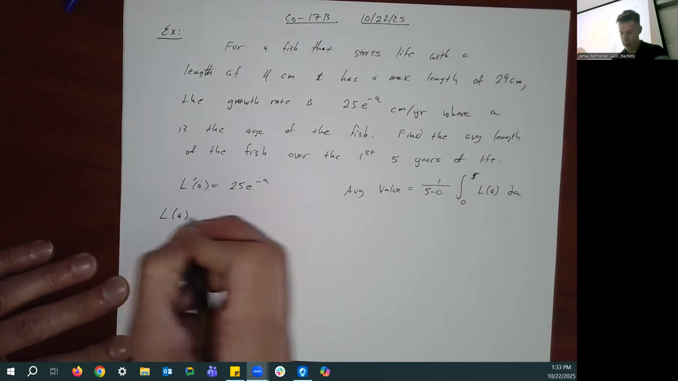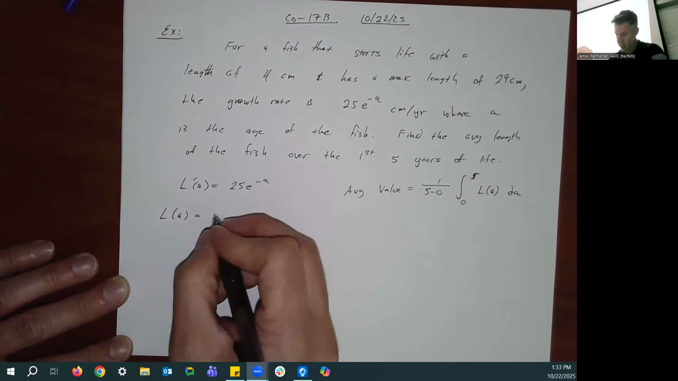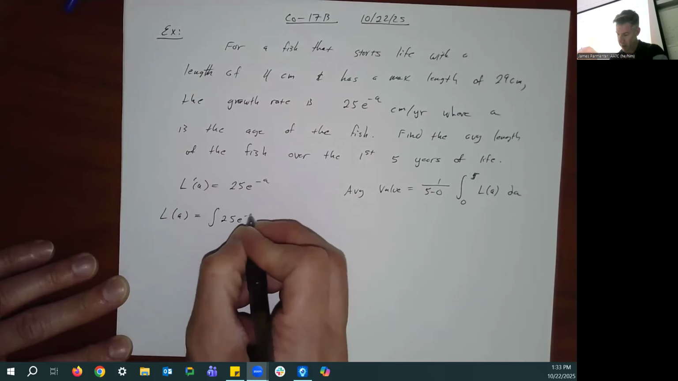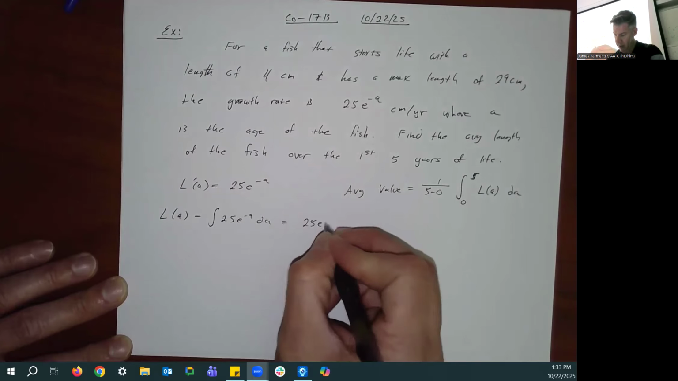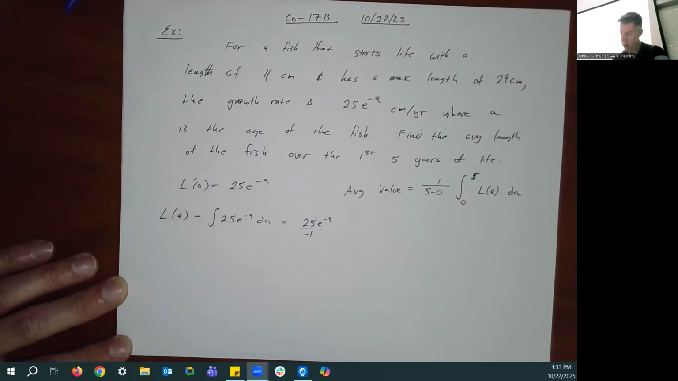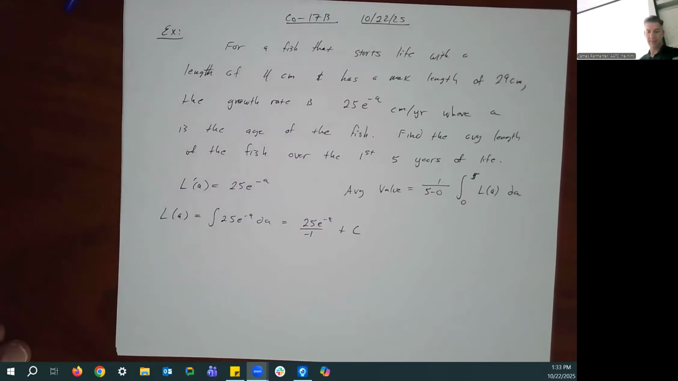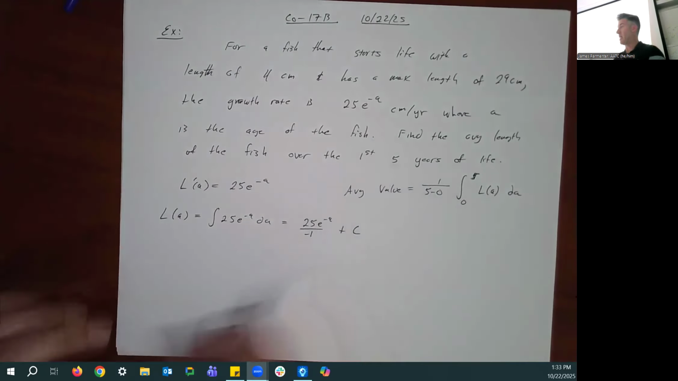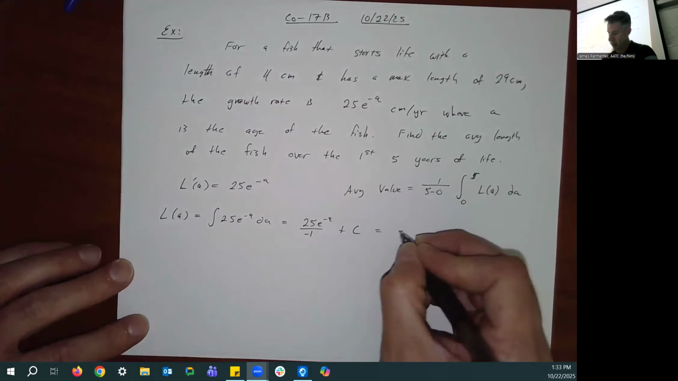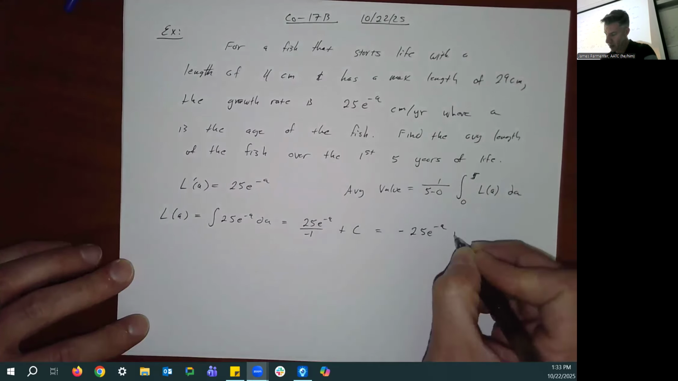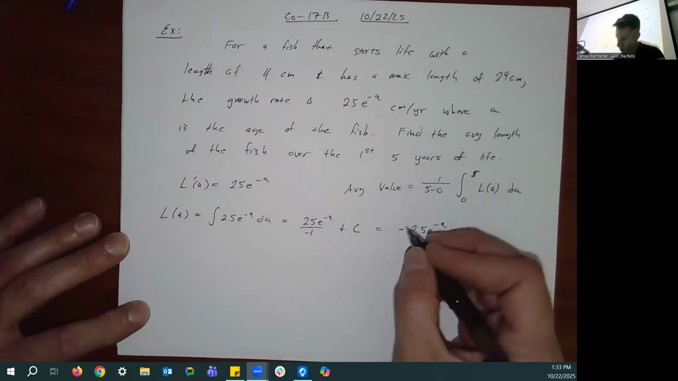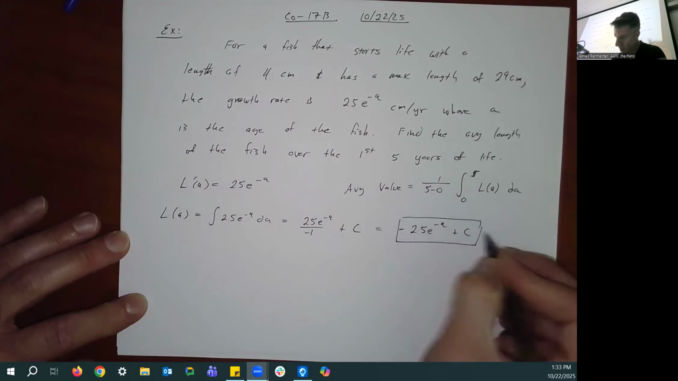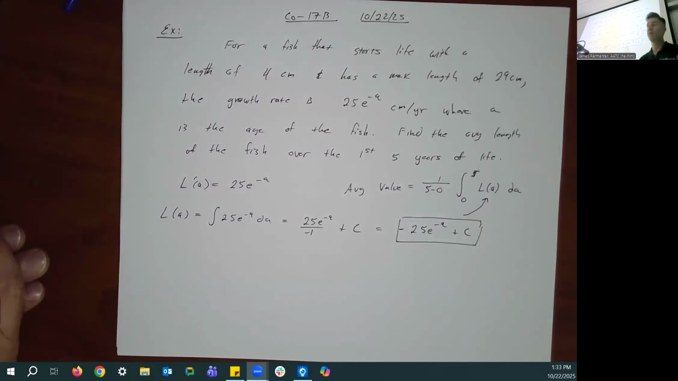So the length function is going to equal the antiderivative of 25 e to the negative a, which is going to be 25 e to the negative a divided by negative 1 plus c. That's the length at any age a. I would probably rewrite this as negative 25 e to the negative a plus c. But we need to know what c is so that whatever this function is, that's what's actually going to go into the average value there.